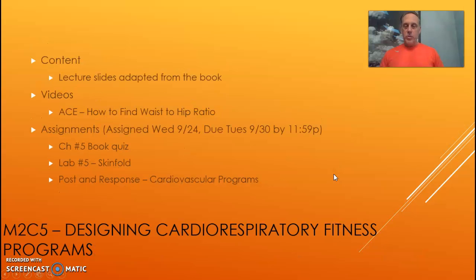So let's go ahead and jump into Module 2, Chapter 5. The content will be much the same: lecture slides adapted from the book, another American Council on Exercise video on how to find the waist to hip ratio, which is another way to determine an individual's risk factor. And then in assignments, you'll notice that the case study has fallen off for this week, and we have the Chapter 5 book quiz. We have lab number 5, skin fold, which I think you'll enjoy working on with each other. And then a post and response for your cardiovascular program.